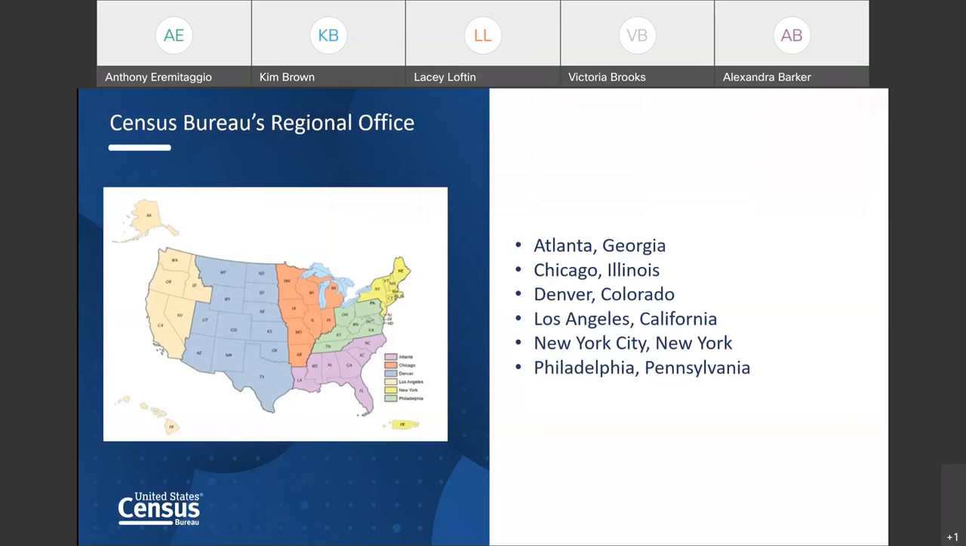So here's a breakout in the map for the regional offices. You'll see on the far right, upper left, or I should say upper right, what's covered in yellow is our New York regional office. What you see in green is our Philadelphia regional office. What's covered in purple is the Atlanta regional office. You'll see the orange is covered for Chicago. And Denver is all in blue, and the Los Angeles regional office also covers the West Coast in that tan color.